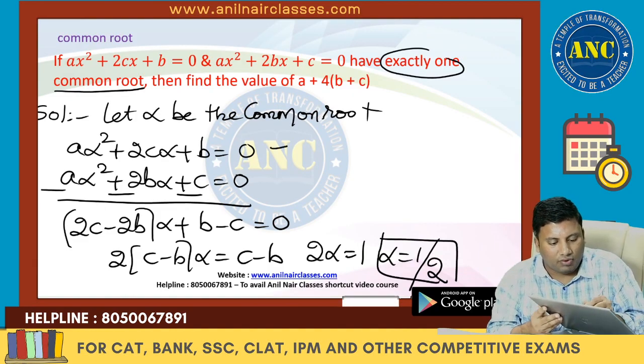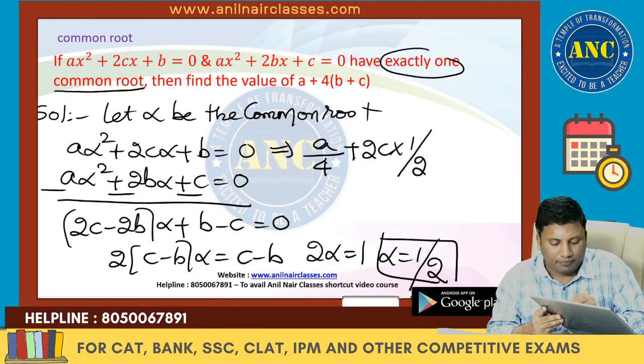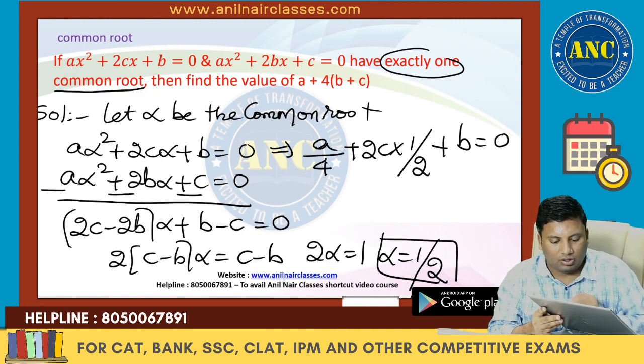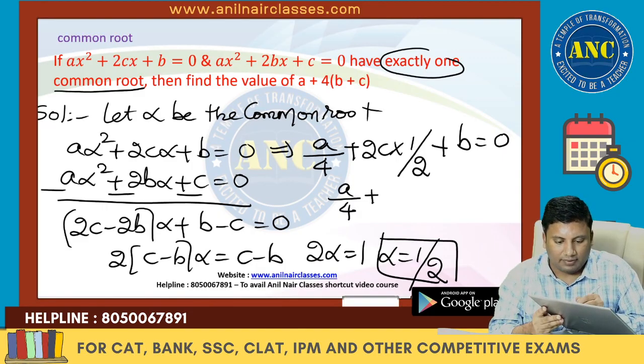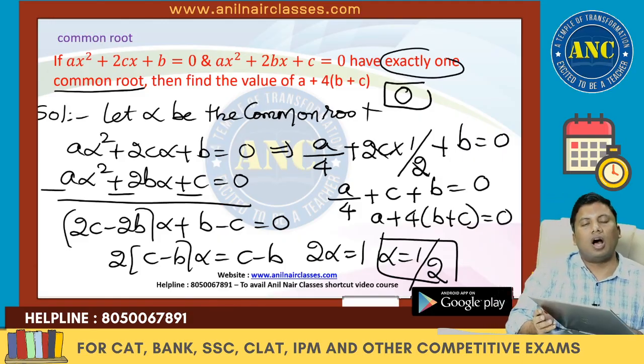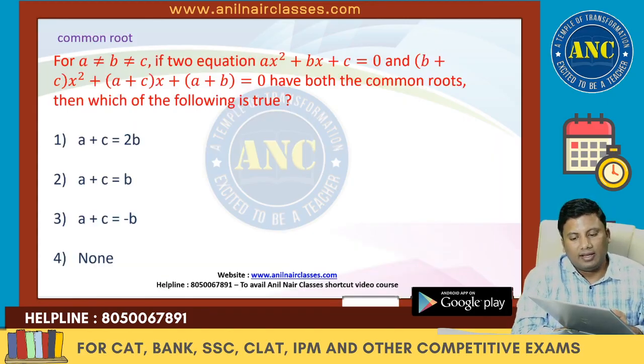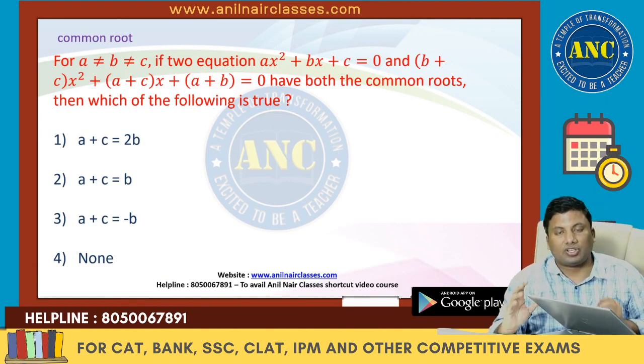If alpha is 1 by 2, this will become A by 4 plus 2C into 1 by 2 plus B equivalent to 0. This is nothing but A by 4 plus C plus B equivalent to 0. So A plus 4 into B plus C is nothing but 0. One root common. I hope we have done enough questions on one common root.